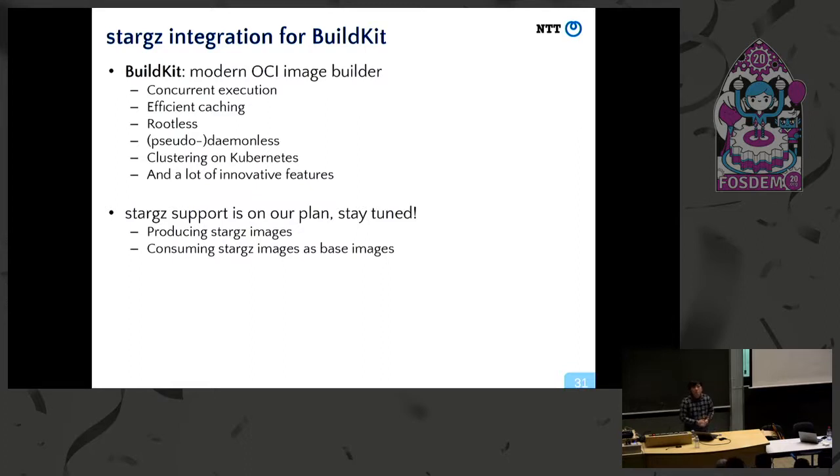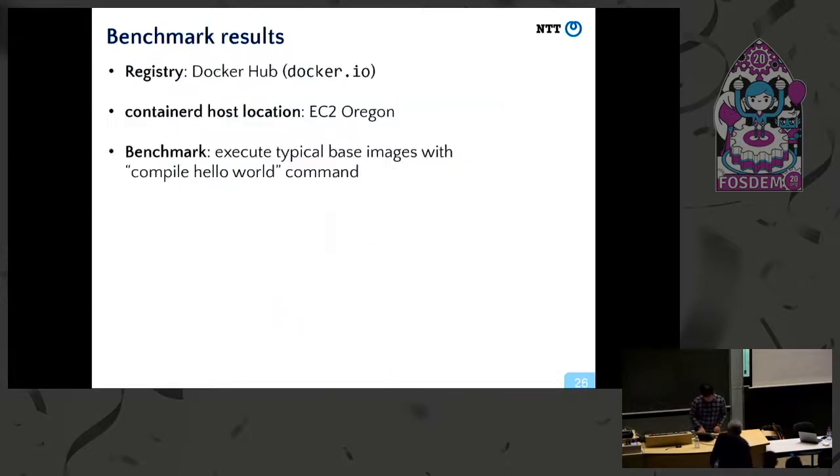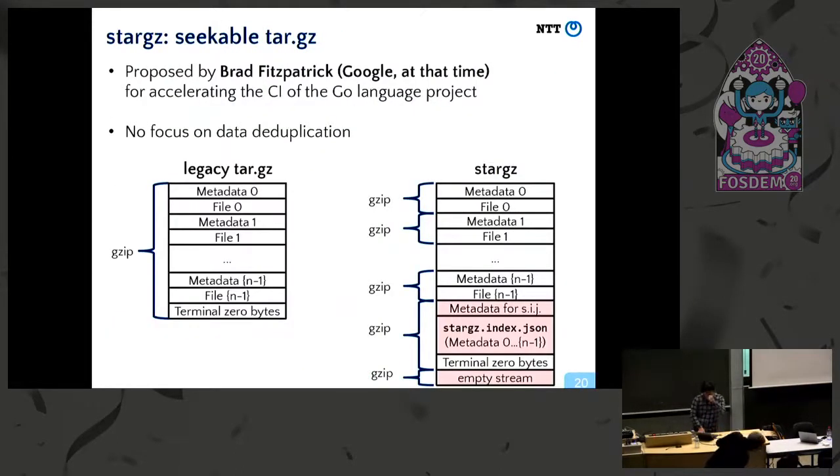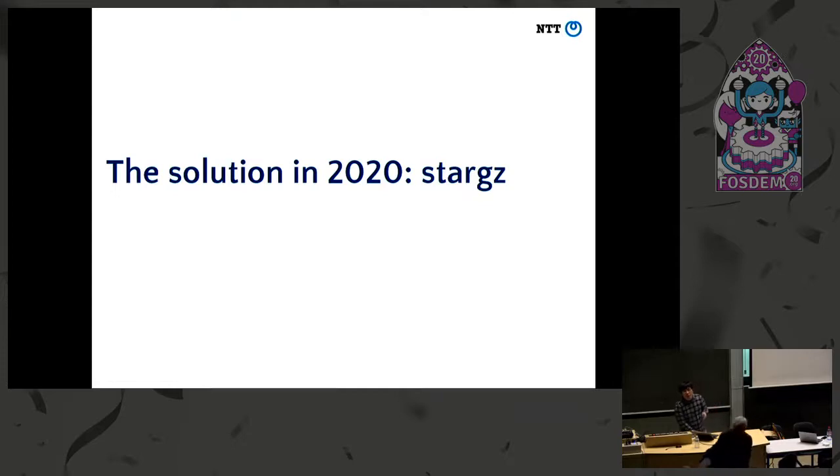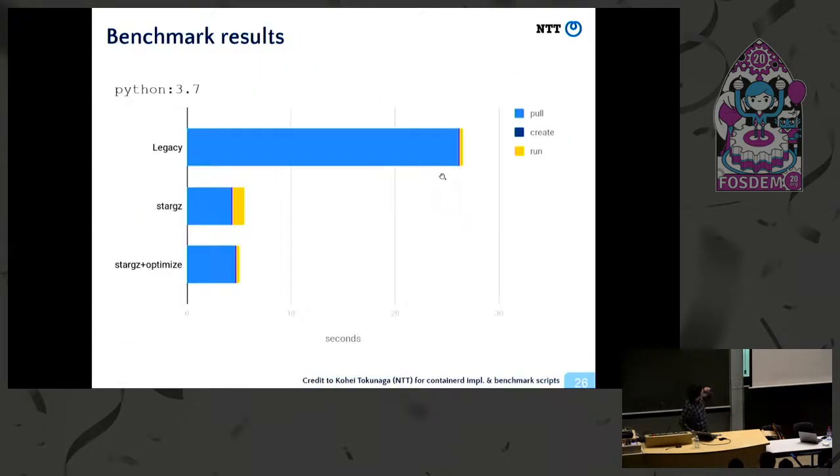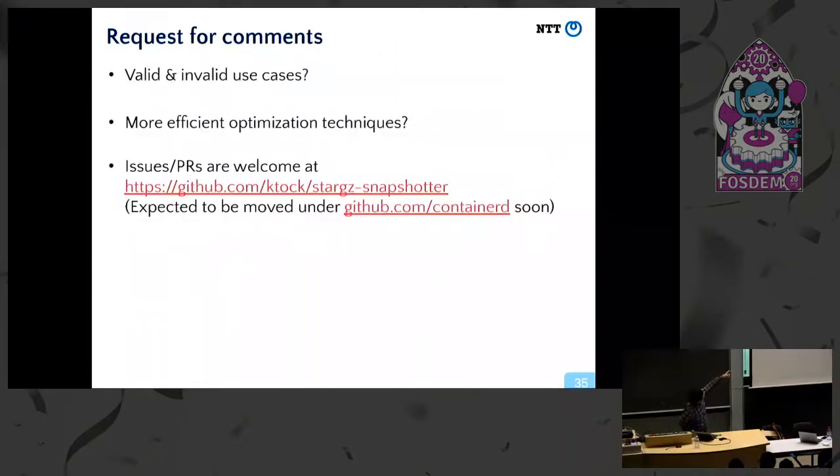So who creates the stargz index JSON file? The BuildKit tool? Currently, we have some converter tool in our repository. So please see github.com/ktock/stargz-snapshotter. We have some converter commands in this repo.